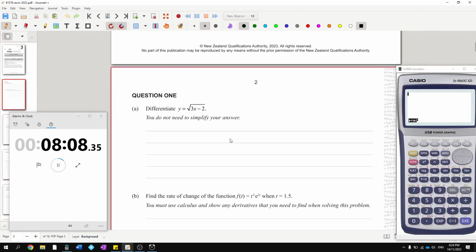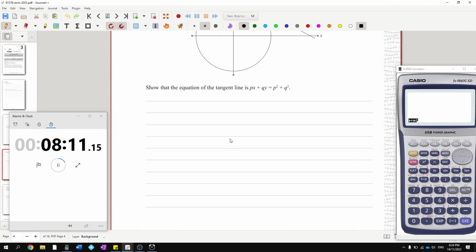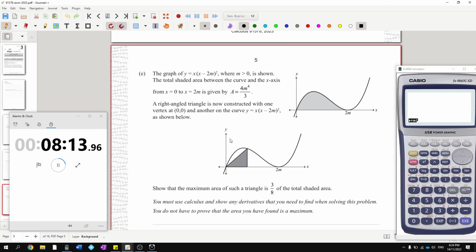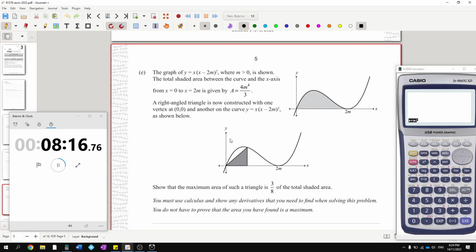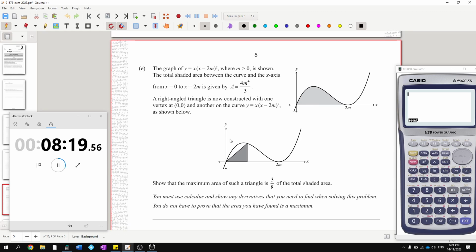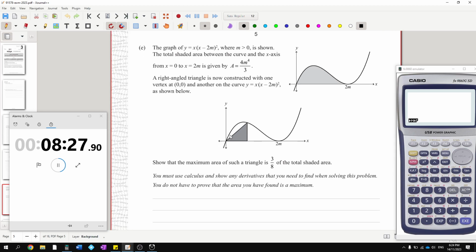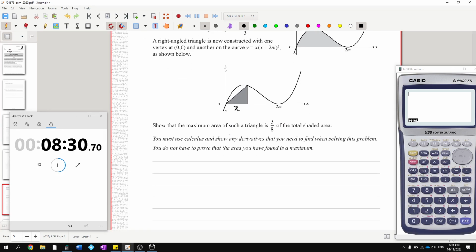Differentiation time. What is first on the menu? Oh my gosh, what is this? This is like those level 2 questions. Wait, what? Total shaded area. This ain't integration. Oh, they give it to you. No, I'm tripping. Okay. So, that's going to be x. That's going to be y equals the thing. So, area of the triangle is half base times height, equals half x times (x minus 2m) squared.